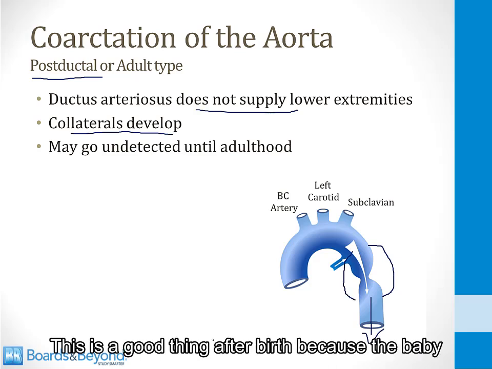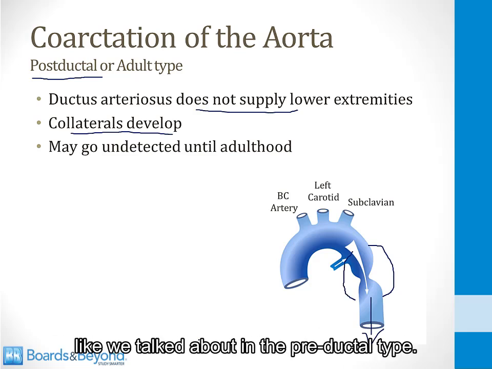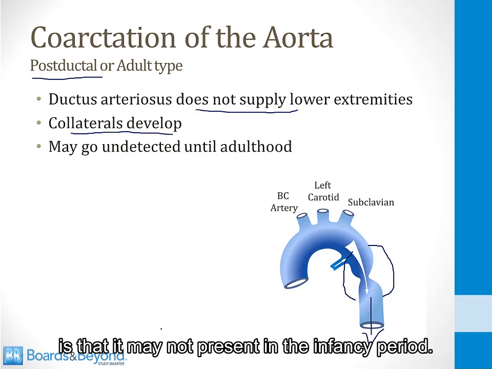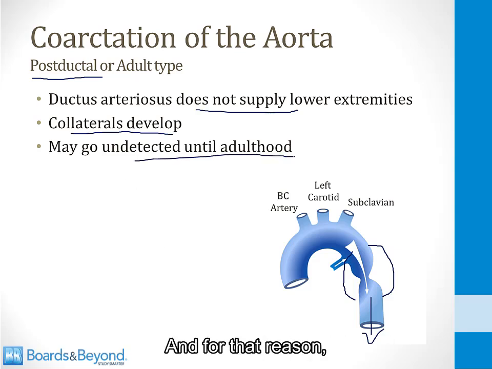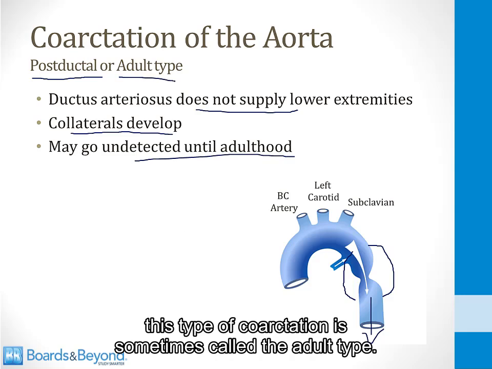This is a good thing after birth because the baby will not go into heart failure like we talked about in the preductal type. The bad thing about this, however, is that it may not present in the infancy period. It may go undetected until adulthood, and for that reason, this type of coarctation is sometimes called the adult type.